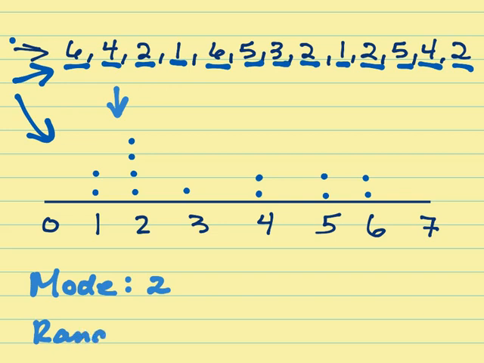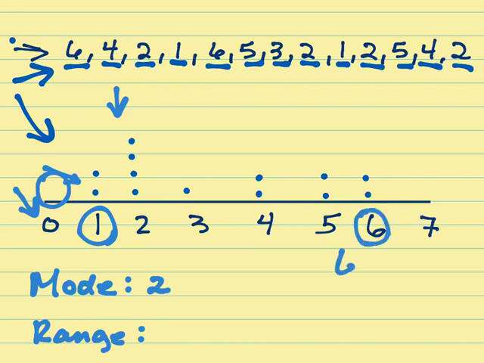It also shows me range very easily. All right, I can see my least data that has dots. It's not going to be 0 because 0 has no dots. There's no value of 0. And then my biggest is going to be 6. So 6 minus 1 is 5. So I could say my range is 5. So for me, the dot plot is so easy to tell mode and range.